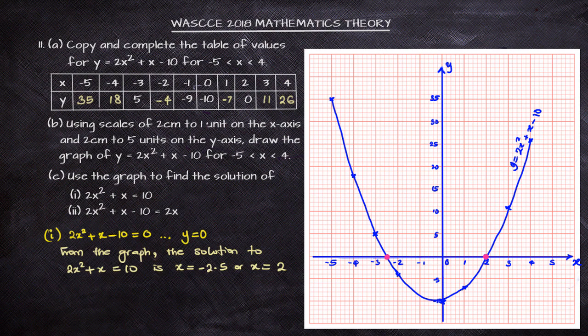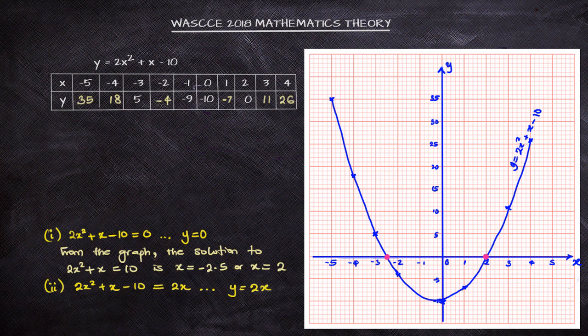And now for the last question, question number C2, as I was noting initially: 2x squared plus x minus 10 equals 2x, meaning that y equals 2x. Okay, maybe we can draw our table to show the values of y for each value of x. Since we have another function here, we can draw our table. So now let me bring in the table for y equals 2x.